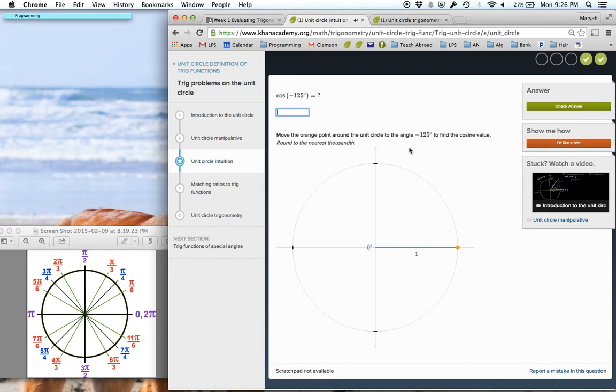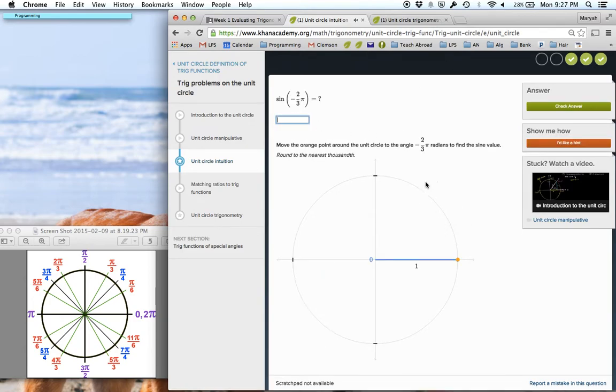All right. Now, what happens if we have a negative degrees? So instead of starting this way and going above, I'm going to start here and I'm going to go down. See how this degree is now negative? So we're going to go round until we get to 125. We want the cosine, so we're going to look at this horizontal distance, negative 0.574.